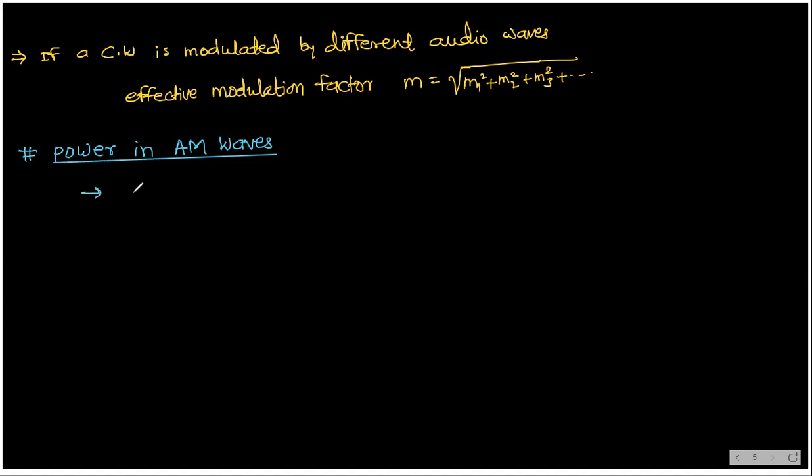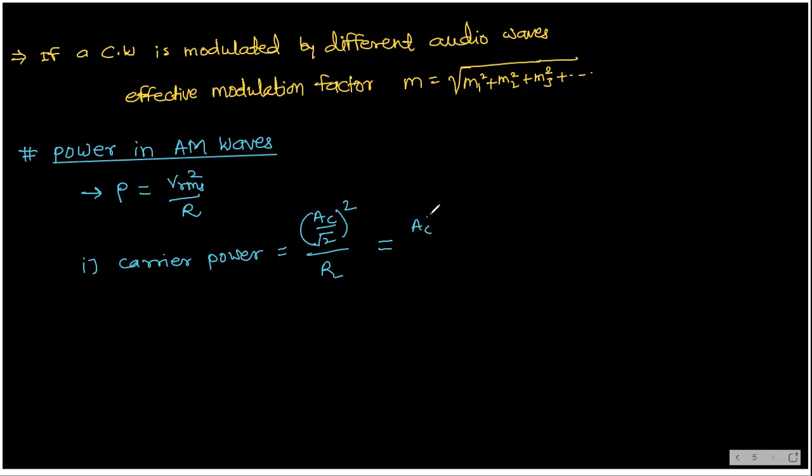Now in AC, what we have learned, power P is equal to V RMS square divided by R. Agree? Yes, no? So here now, number one, carrier power is equal to, here Ac by root 2 is what V RMS we can say, and divided by this R, which is equal to Ac square by 2R. Clear?